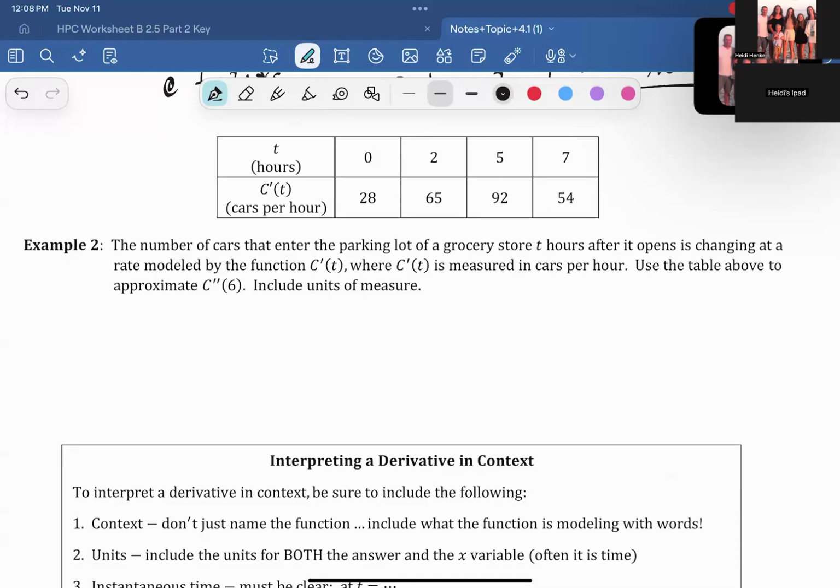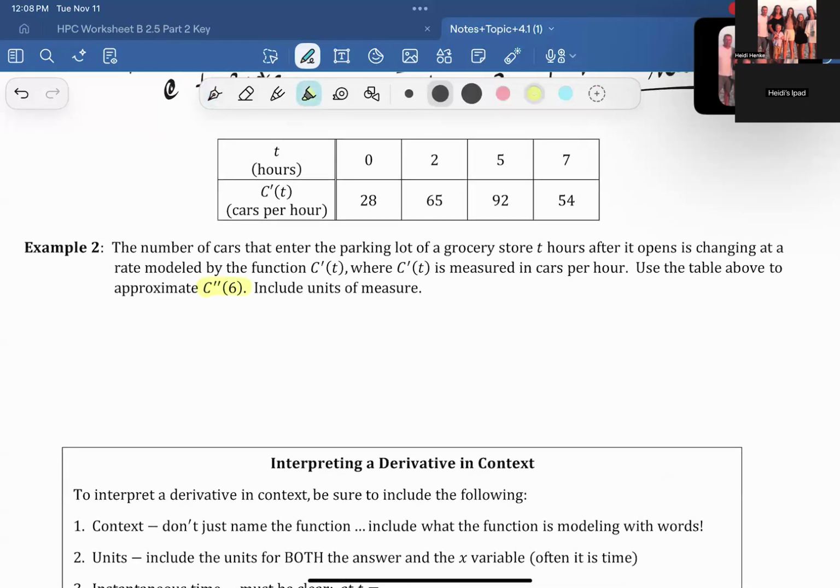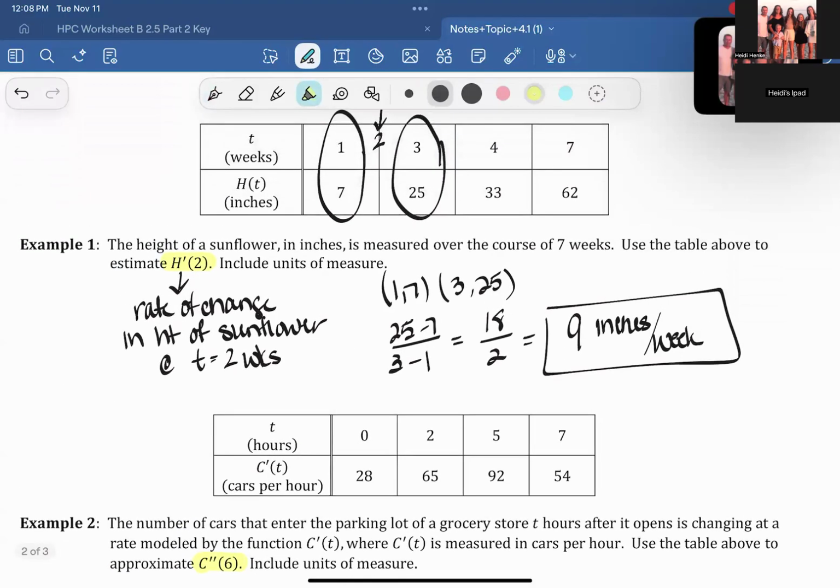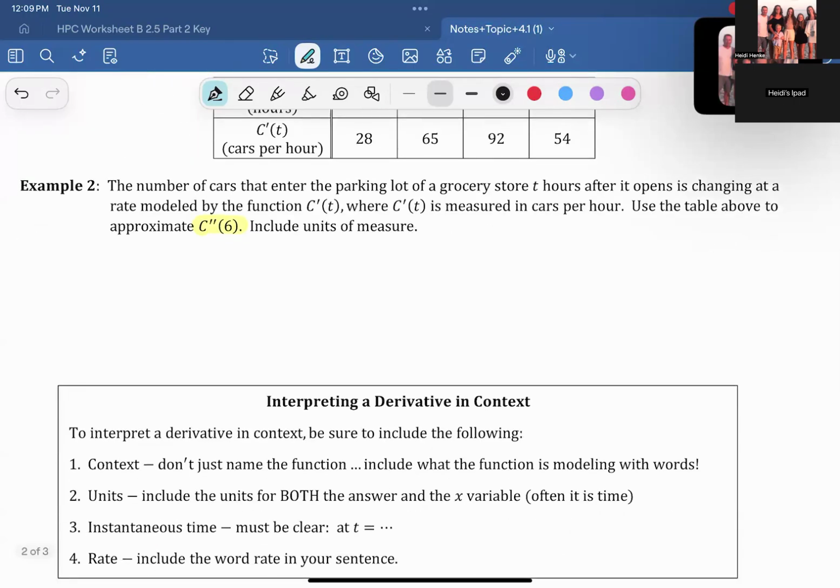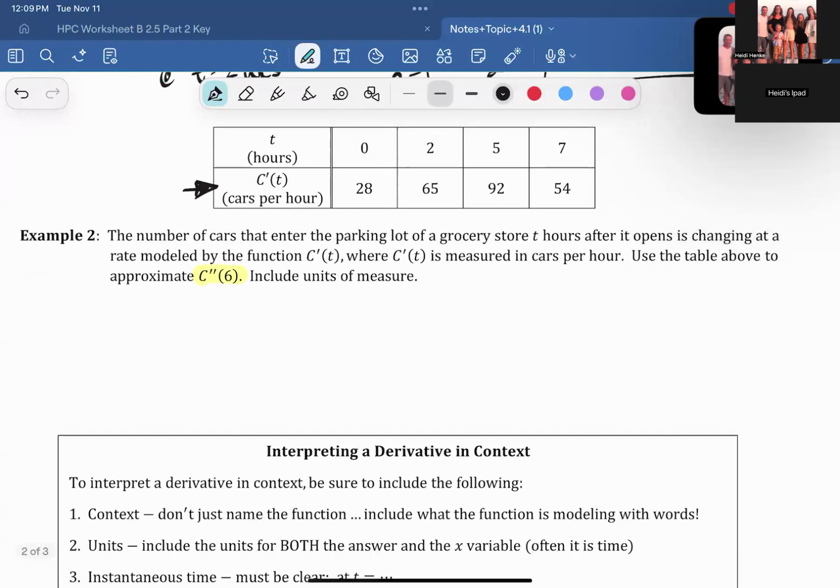Okay. It's asking you to find C double prime. Okay. Which means the rate of change of the rate of change. So we're finding the derivative of the derivative. We're still going to do the same thing, just like up here. Up here, you did the rate of change of the height to find H prime. Down here, we're going to do the rate of change of C prime, and that'll give us C double prime.